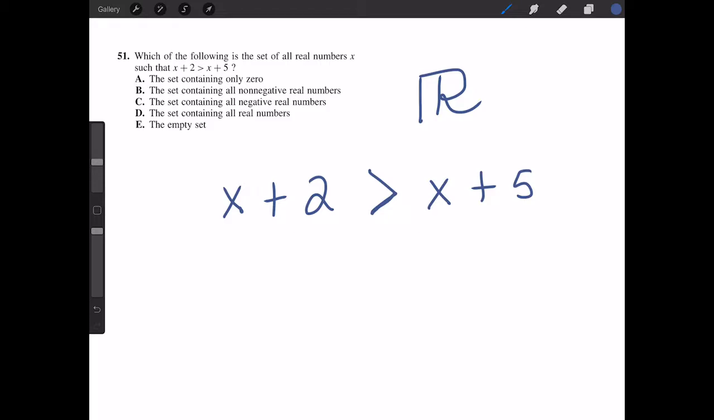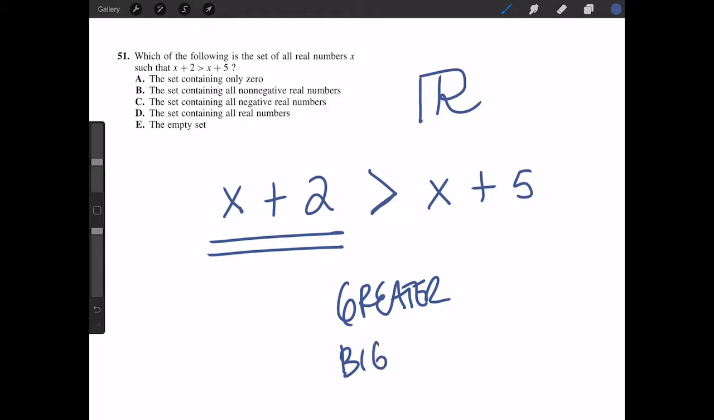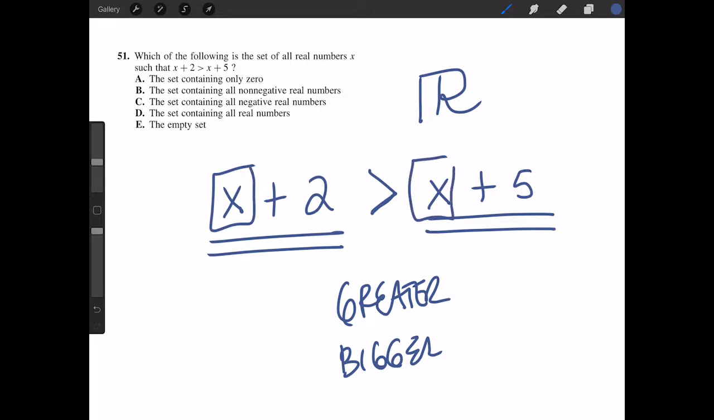Now, if we're constrained to just those numbers, look at this expression. How can the left side ever be greater or bigger than the right side if they both contain an x? So these elements will always be the same. So, if we put an x on a weight scale, this type of scale balance, if we put an x and an x, clearly it's going to stay balanced, right?